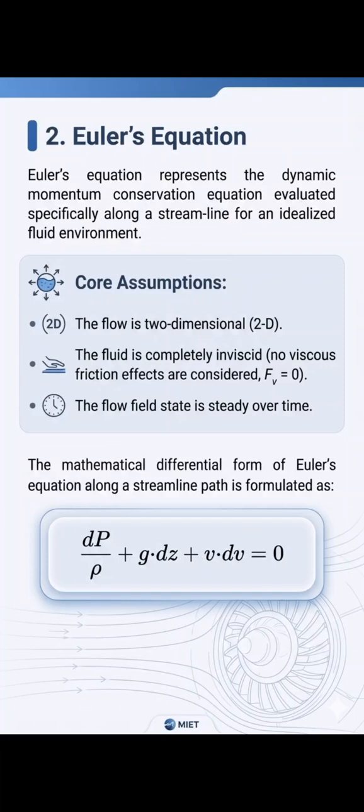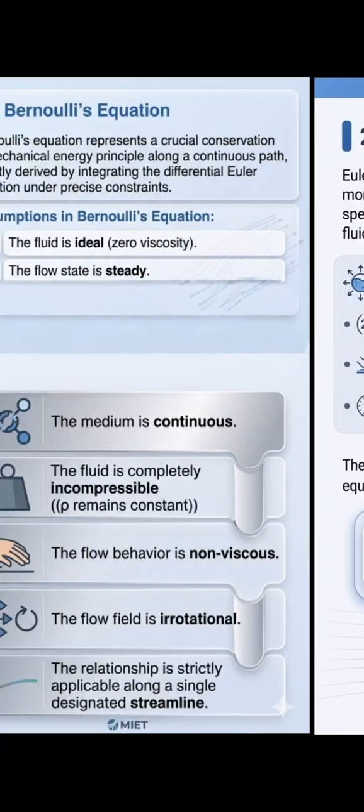Euler's equation. Euler's equation represents the dynamic momentum conservation equation evaluated along a streamline for an idealized fluid environment. Core assumptions: the flow is two-dimensional, the fluid is completely inviscid, no viscous friction effects are considered, F_B is equal to 0, and the flow field is steady over time. The differential form of Euler's equation along a streamline is dp by rho plus g dz plus v dv is equal to 0.